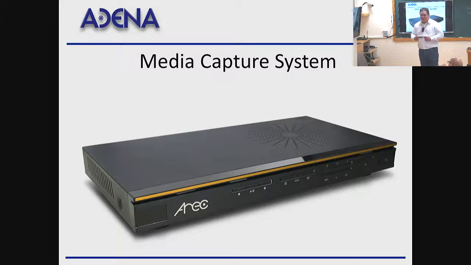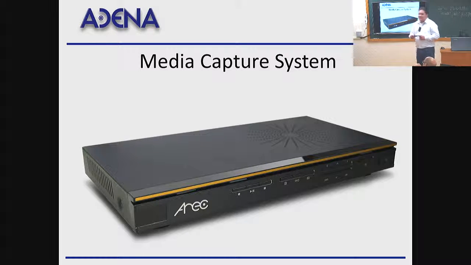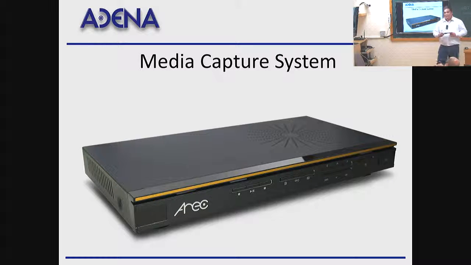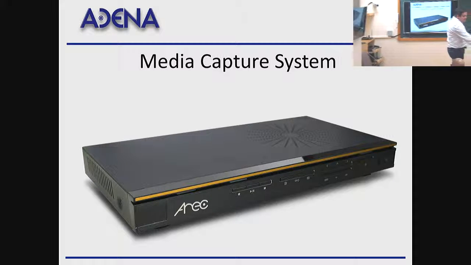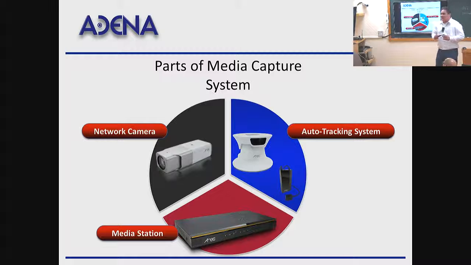So, as you can see, our system is able to record, stream, and also do local streaming of up to 4 different inputs at the same time. The inputs can be digital, HDMI, or IP. So, the solution itself looks very much like this. It consists of 3 different parts. First one is the network camera. Second one is the auto tracking system, which I am using right now. And third one is the core of the system, which is the media station.